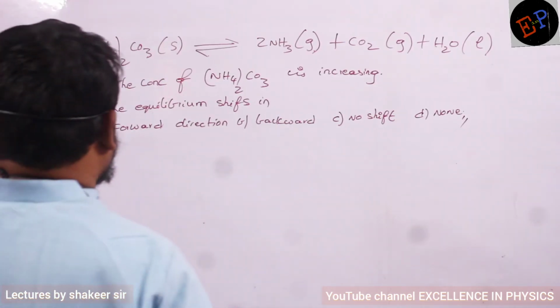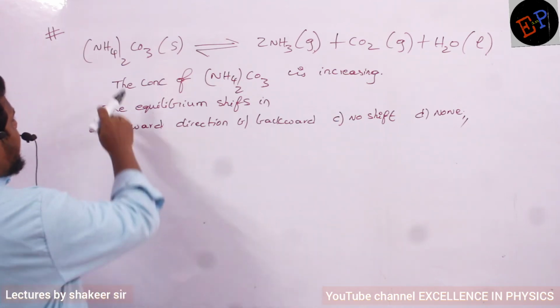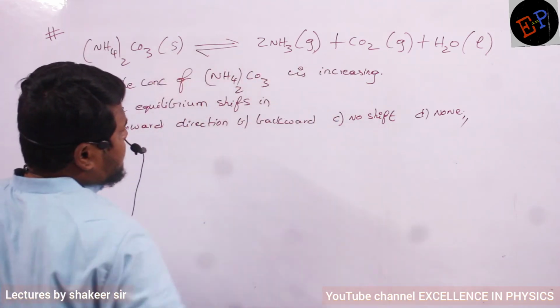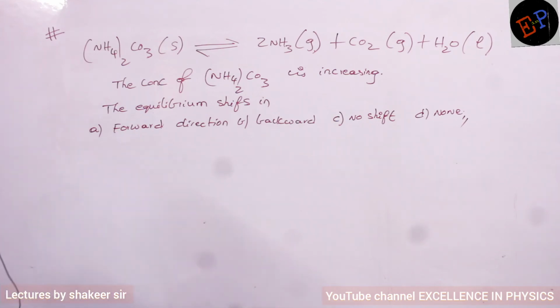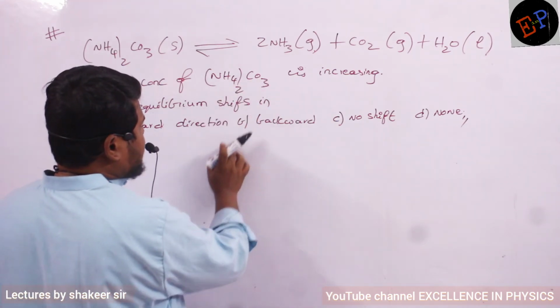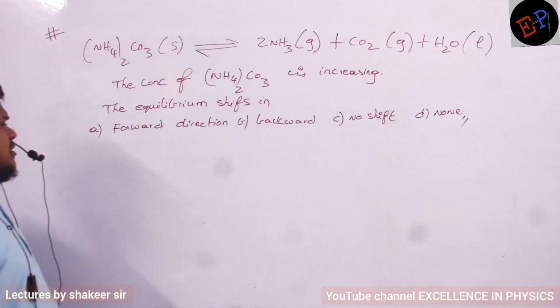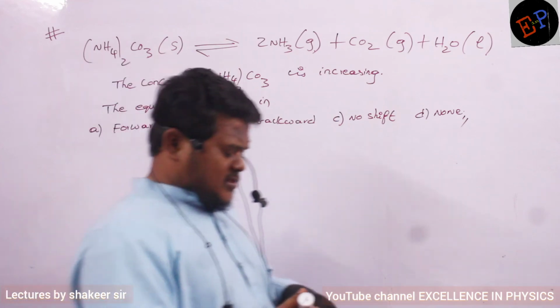Okay, ma? So this is the question which is given. Ammonium carbonate splits into these products. Are you able to understand? And in the process, what is happening to the concentration of (NH4)2CO3? It is increasing. Then equilibrium should shift in which direction?